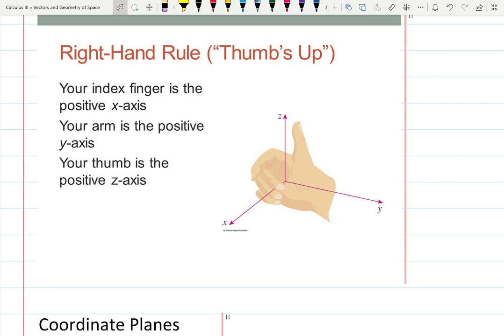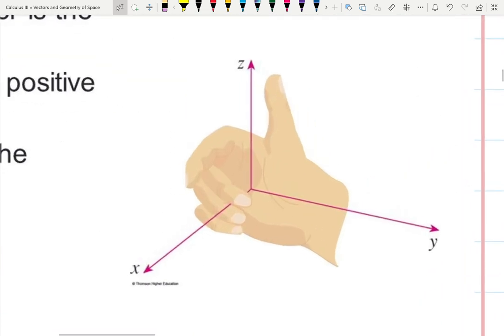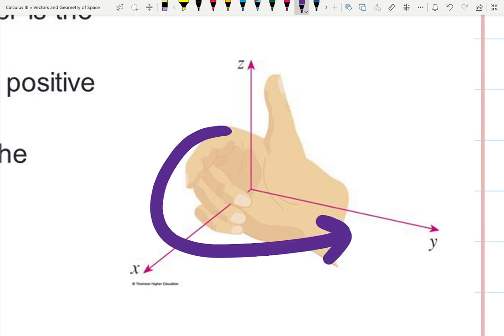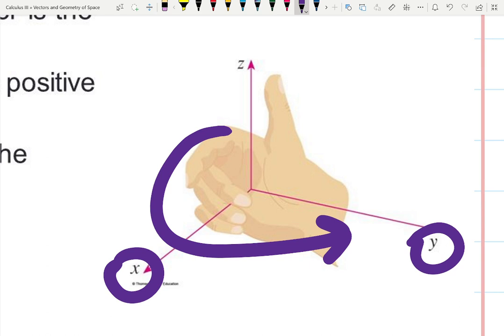So at this moment, we learned only one way. Check it out. My fingers are going towards my hand. If positive X went to positive Y, then the thumb tells you where the Z is. But make sure you use the right hand, not the left hand.